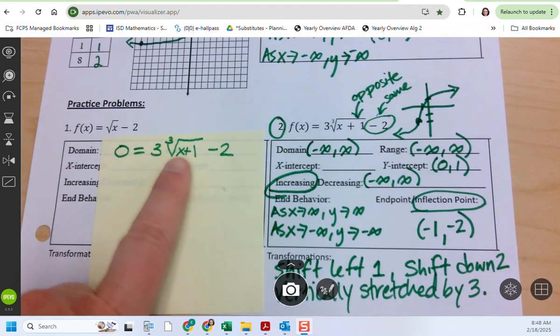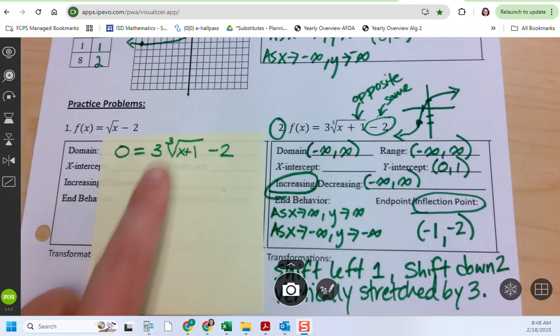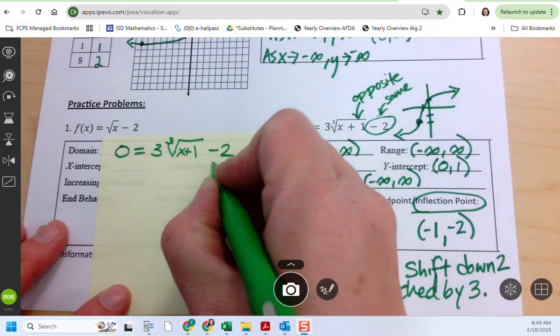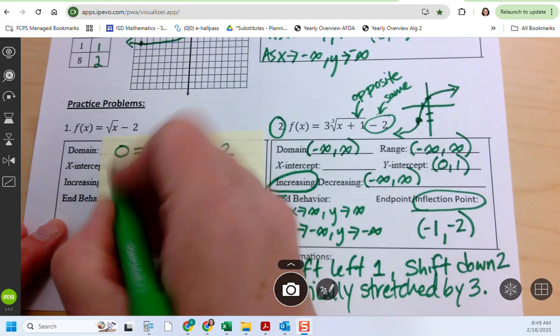Guys, we did this last class. You guys did all these on Delta Math. You told me you were pros at it. How do we get x by itself? First step. Subtract or add 2. Yeah, we have to get rid of the minus 2. Remember, you start at the end of PEMDAS, so we have to undo the subtraction or the addition first.